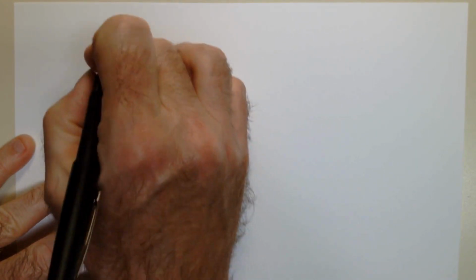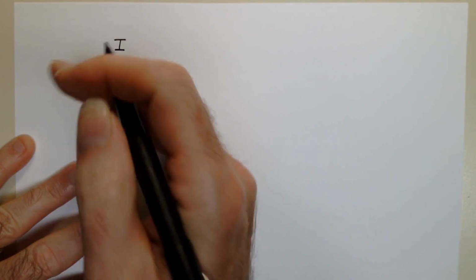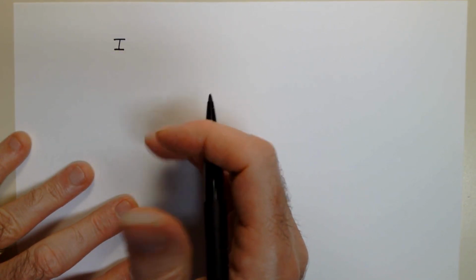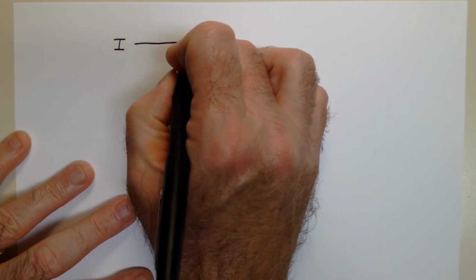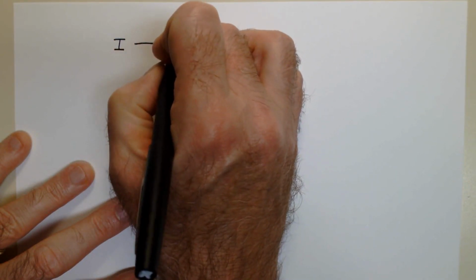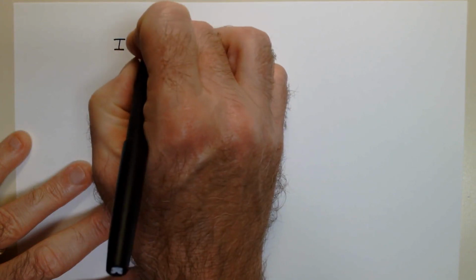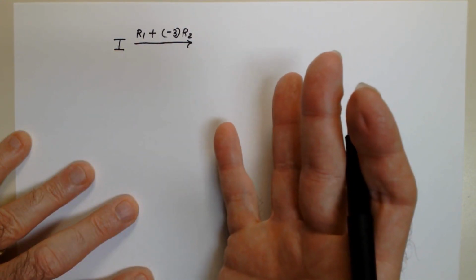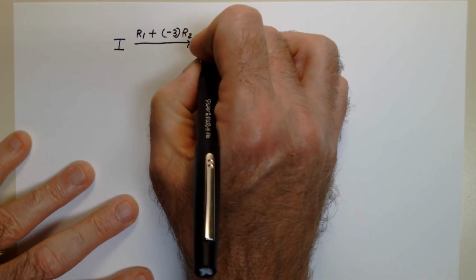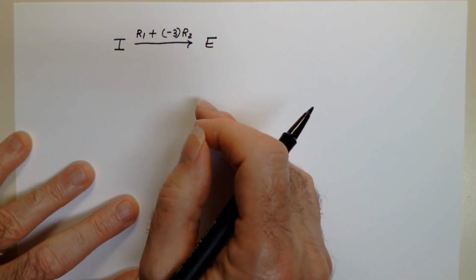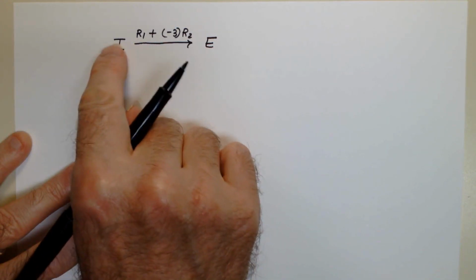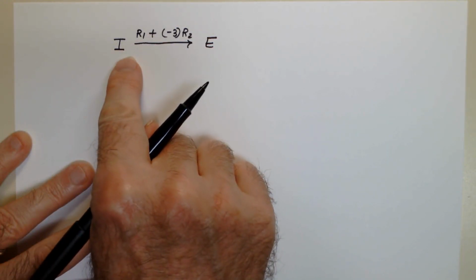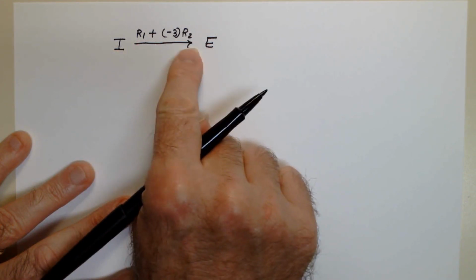So here's the idea. Let's imagine that I start with the identity matrix and I perform some row operation on it. Let's say I take -3 times row 2 and add that onto row 1. That's going to take me to a matrix, let's call it E, which is an elementary matrix because it's obtained by applying a single row operation to the identity matrix.